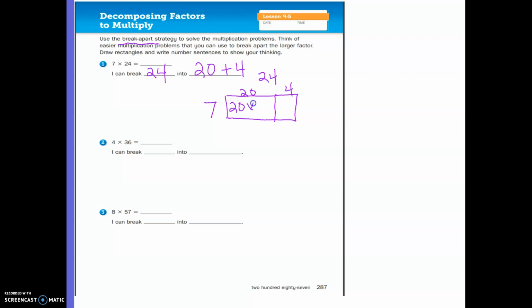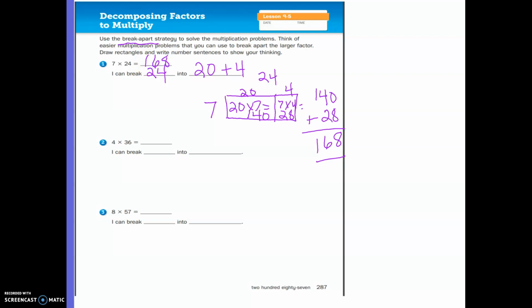This part would be 20 times 7, which is 140. This part is 7 times 4, which would be 28. I'm going to take the totals of my two parts, 140, 28, add those together. 0 plus 8 is 8. 4 tens plus 2 tens is 6 tens. 100 plus nothing is 100. So my answer to 7 times 24 is 168.